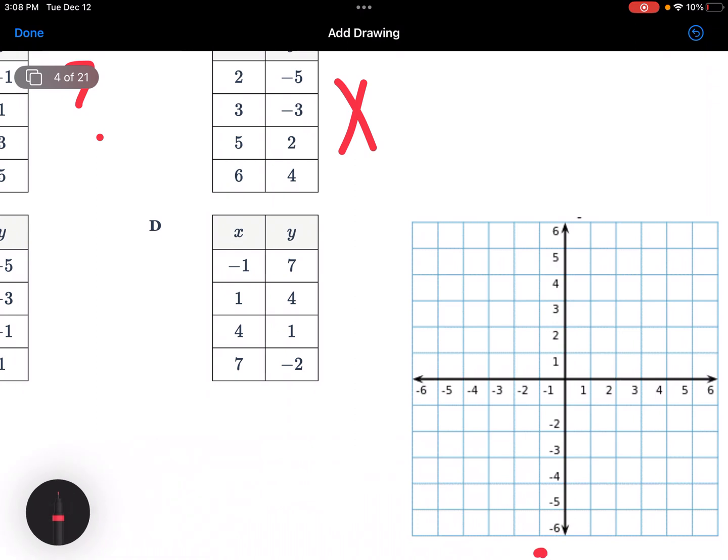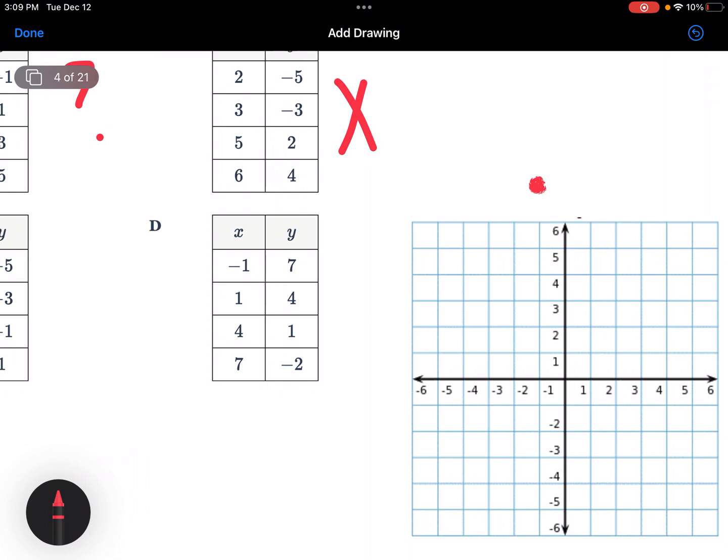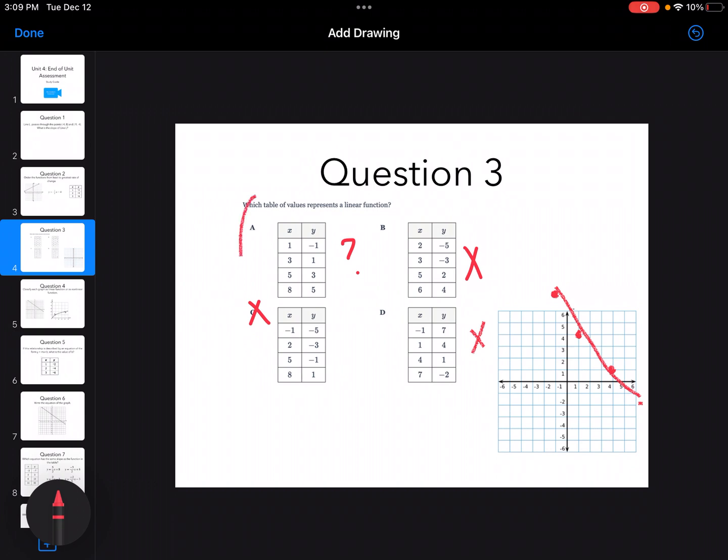Negative 1, 7, so that's going to be down here. 1, 4. 4, 1. Oops, I did that wrong. Silly me. Negative 1, 7. That makes way more sense. Now 1, 4. 4, 1. Well, that's getting kind of off the line. 7, negative 2. It's getting kind of crazy. So A is looking pretty good.